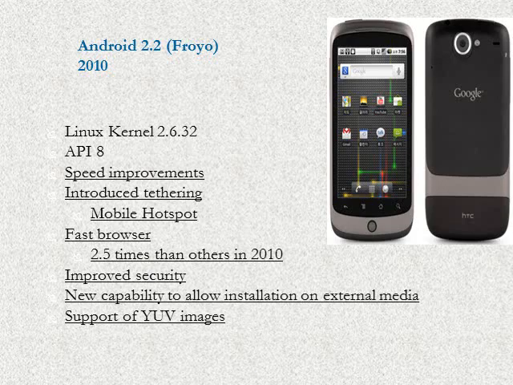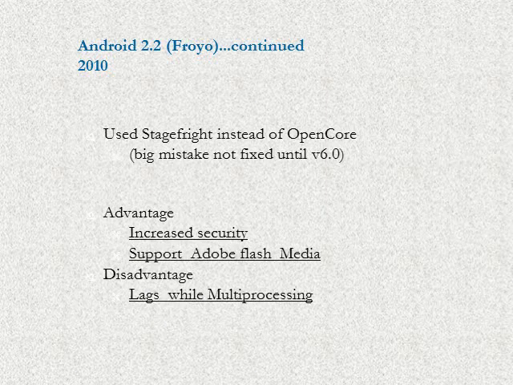Then the browser was improved to an extent that at that time, in 2010, it was one of the fastest browsers available in the market. The security was enhanced, and now you can install applications onto external storage. That was definitely a huge benefit. If you are using a low specification mobile, you can still have an extended memory and store applications in there.